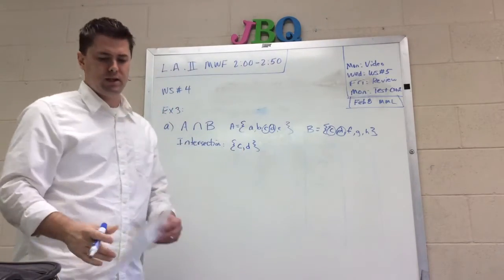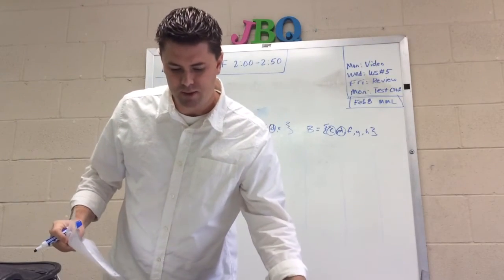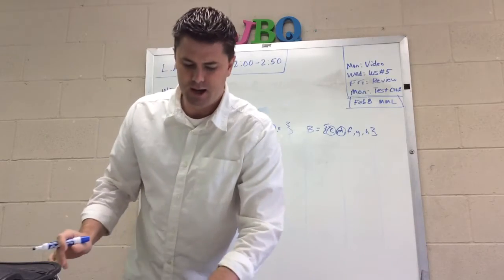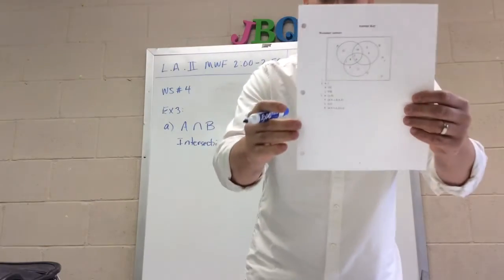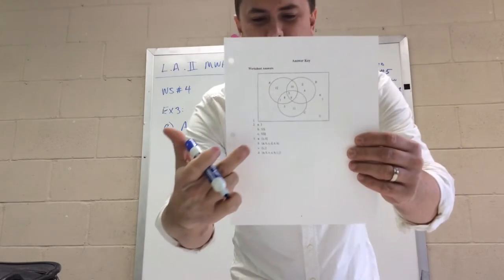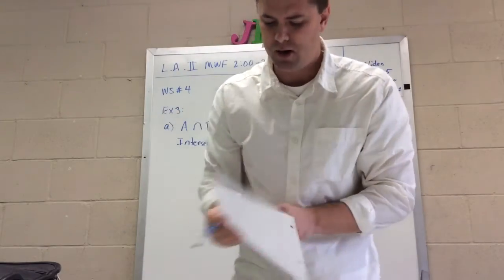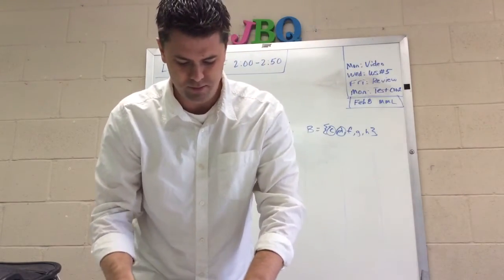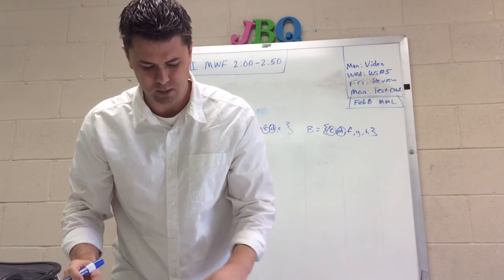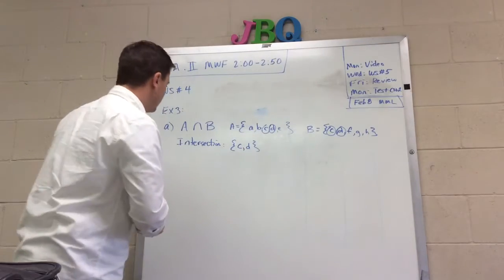And again, like always, your workbook should have the answers in the back. And if you take a look at the very back, 3A, C, D, there's our answer. There's our result. All of the answers are in the back, and we can check over ourselves to make sure we are in the right spot. So that is example number 3 A.